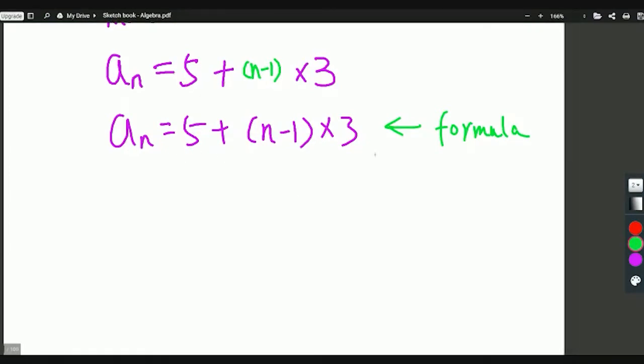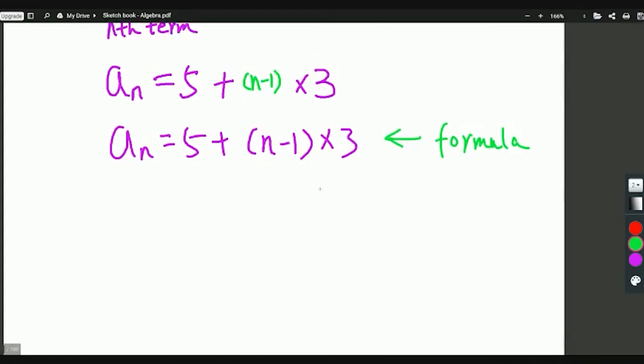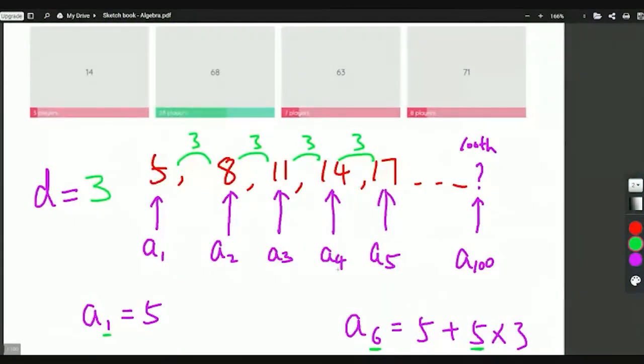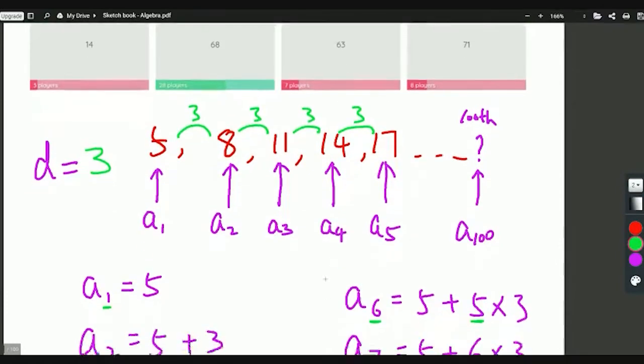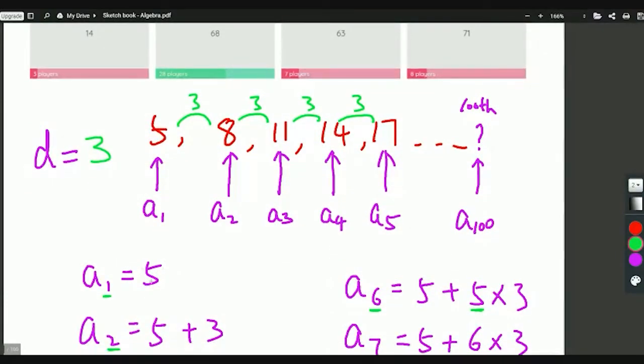So what about the 5 and 3? What are they? Why is it 5? Why is it not 6? Or why is it 3 not 30? So let's go back and look at our original sequence. What is 5 there? When we start, it says a_1 equals 5. What is 5? 5 is actually the first term, right? And what is that 3? That 3 is the common difference.